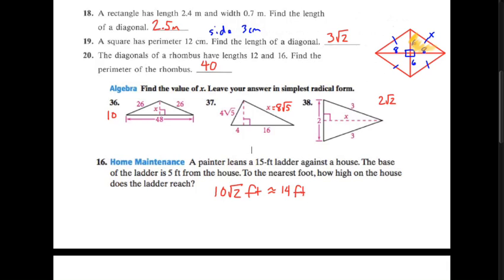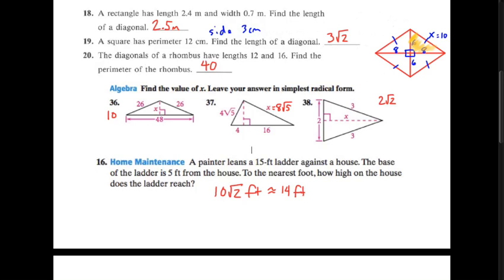So let's find the perimeter. Once you figure out what x is, 6 squared plus 8 squared, that's one of the triples, 6, 8, 10, there's 4 of those. So 4 times 10 is 40, is where that answer comes from.